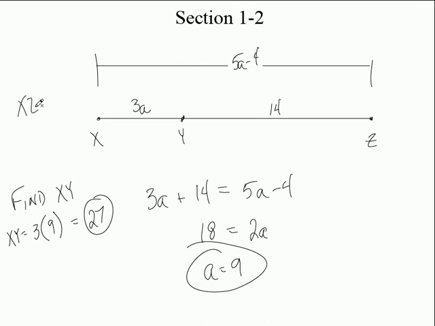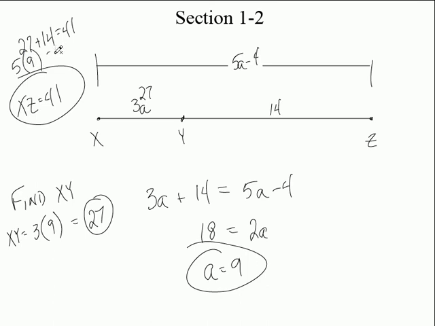Okay? Now, we could get the length of XZ if we wanted to. What if I wanted to find what XZ was equal to? You could do it a couple ways. This is 27, right? So you could go 27 plus 14, or you could put the a in this, not the 27. Because this is 5a minus 4, put what in for a? 9. So 5 times 9 is 45 minus 4 is 41. And you get 41 either way, don't you? You could get that by going 27 plus 14. I'll show my work. 27 plus 14 is 41. Or you could go 5 times 9, right, minus 4, and that's 41 as well.